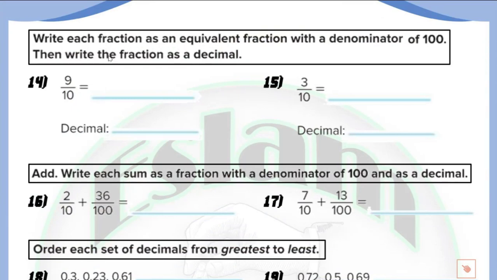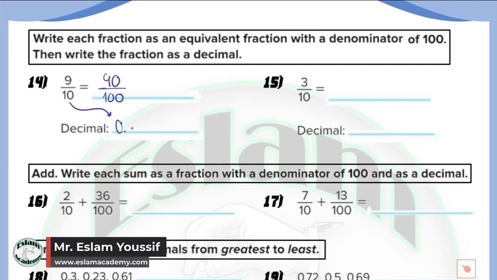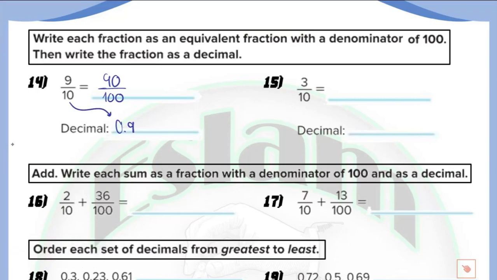In this question, we need to write each fraction as an equivalent fraction with denominator equals 100. Then we need to write it as a decimal. At first, we have 9 over 10. To make the denominator equal 100, we just need to multiply by 10. So 9 times 10 equals 90. 9 over 10 in decimal form will be equal to 0.9, because we just write 9 and put the decimal point after 1 digit from the right. It will be the same as 90 over 100: we write 90 and we have 2 zeros down, so we just count 2 digits, then put the decimal point.